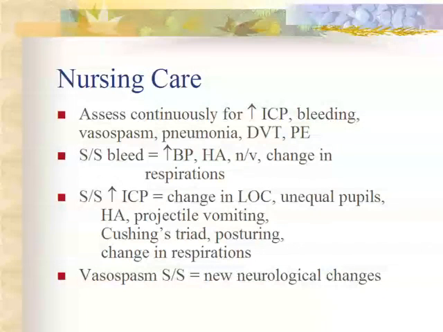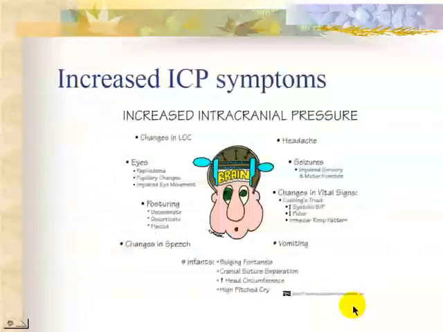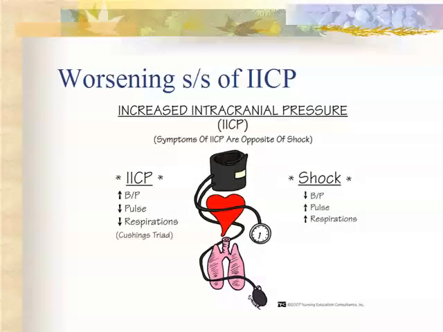Vasospasm symptoms will be new neurological changes, and you can prevent that by controlling the blood pressure, putting your patient on bed rest, keeping the room dark and quiet, giving them stool softeners, and elevating the head of the bed about 30 degrees. And from the memory book, we have a design of increased intracranial pressure so you can see the symptoms. And then signs and symptoms of worsening increased intracranial pressure, which is your Cushing's triad that occurs.